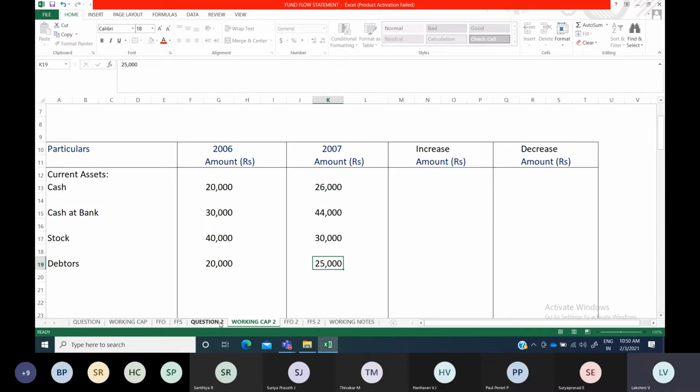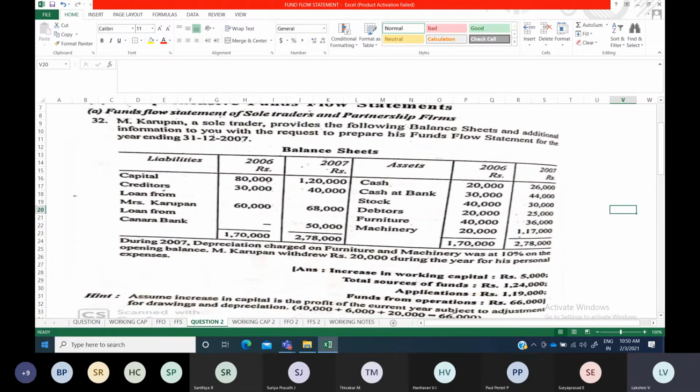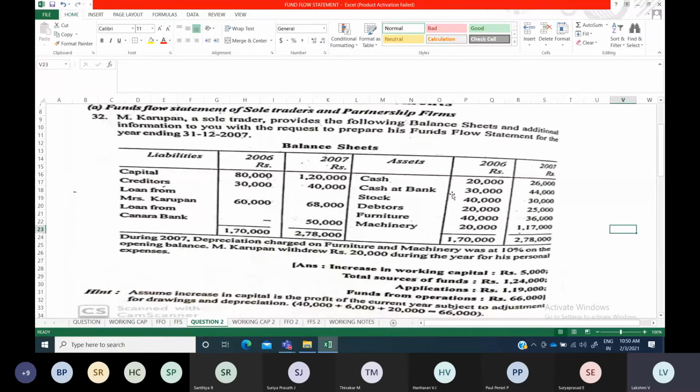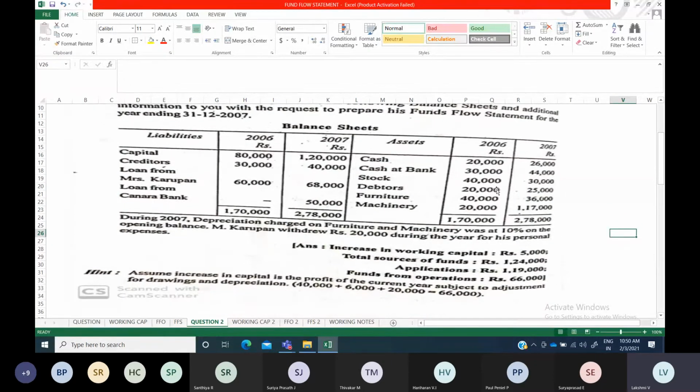Okay, simultaneously you just work out along with me, then only you can understand and speed everything you can increase while working out the problem, or else you will get confused. So in order to have practice, do simultaneously along with me. So cash, cash at bank, stock, debtors. So all the four items we have listed there. Furniture and machinery are considered as fixed assets, and this will be taken only to the third step, that is your fund flow statement. So that has to be treated differently.